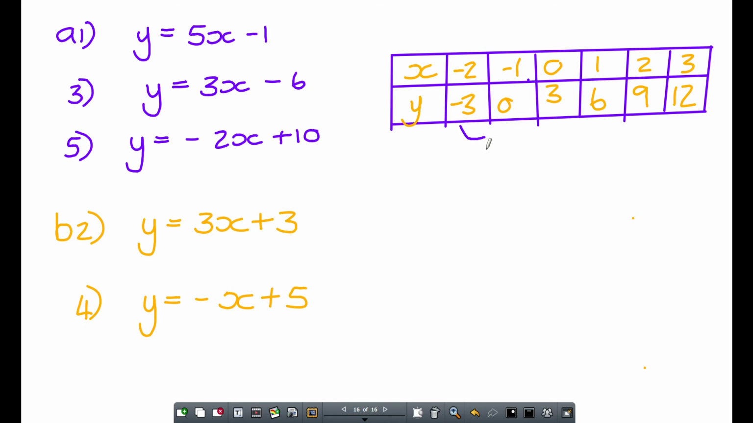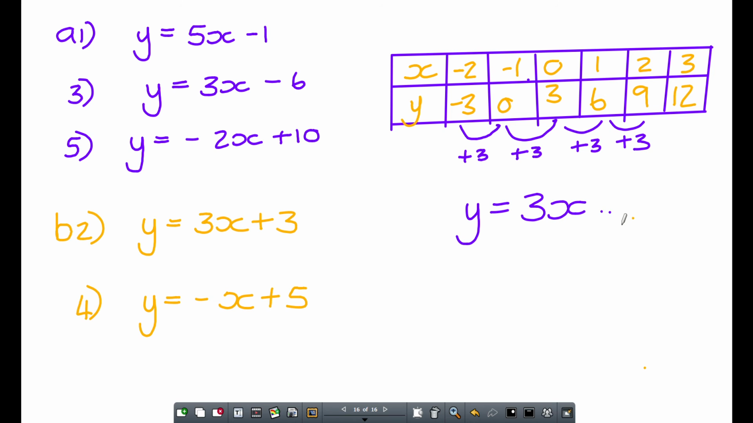Okay, right. So first things first. And remember this, we can only do this when it's consecutive numbers, no? And they are minus 2, minus 1, 0, 1, 2, 3. They are consecutive numbers, so I could do that. And can you see that we had to add 3 every time? Okay, so immediately I knew that it would be y is equal to 3x, but I don't know about the rest.